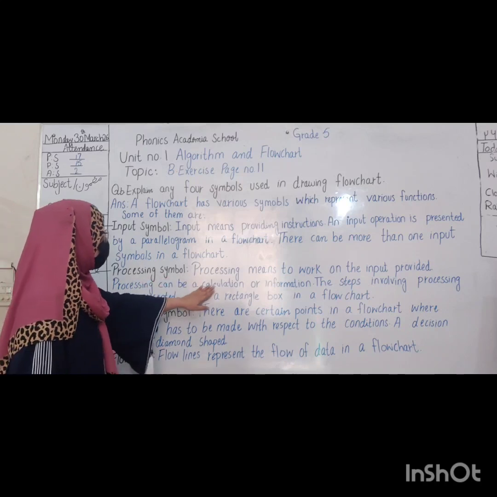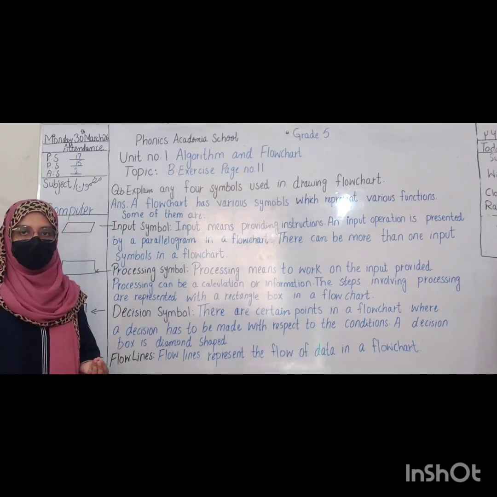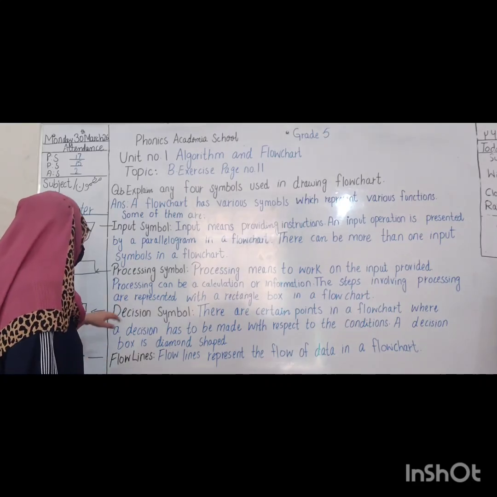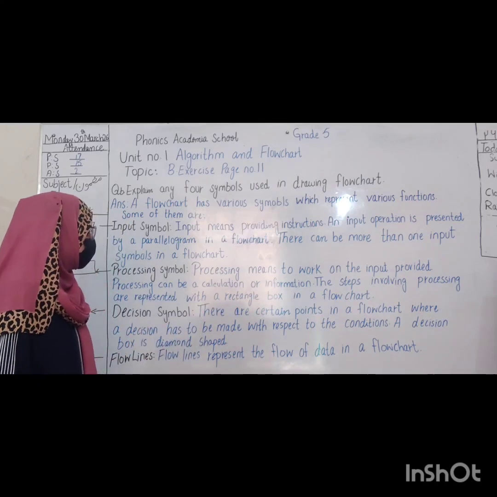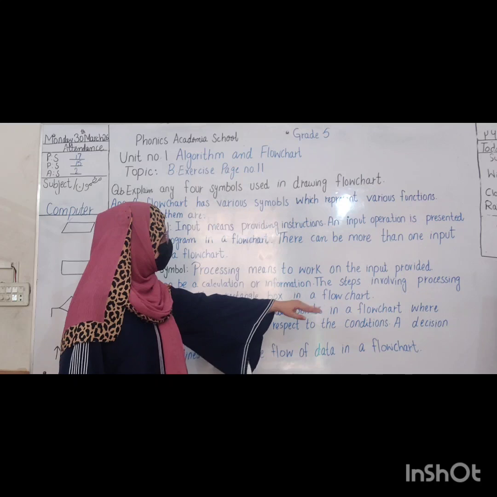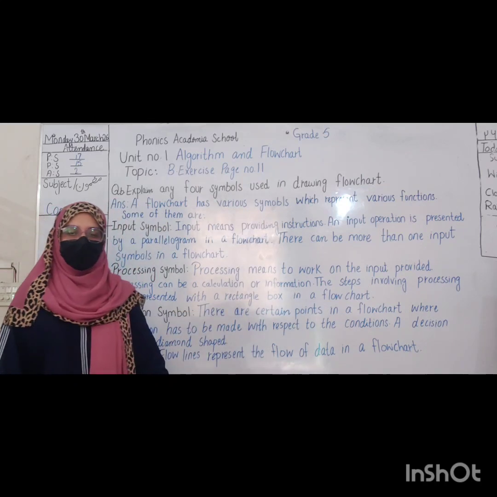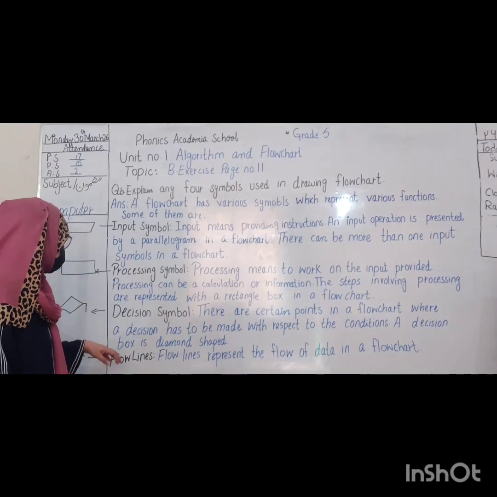Processing symbol. Processing means to work on the input provided. जो भी हमें इनपुट दिया हुआ है उसके ऊपर काम करना, कोई भी कैलकुलेशन परफॉर्म करना प्रोसेसिंग कहलाता है. Processing can be a calculation or information. प्रोसेसिंग कोई भी कैलकुलेशन हो सकती है या कोई भी इंफॉर्मेशन हो सकती है. The steps involving processing are represented with a rectangle box in a flowchart. फ्लोचार्ट में प्रोसेसिंग को रिप्रेजेंट करने के लिए हम रेक्टेंगल बॉक्स यूज करते हैं.